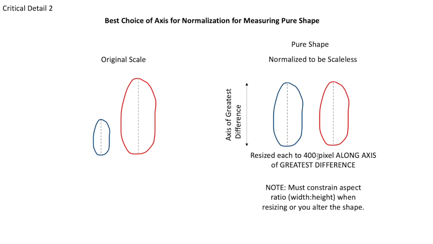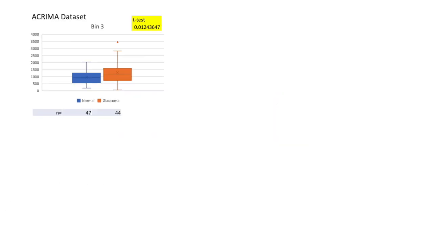In this case, it's 400 pixels long, but this is an arbitrary number. And when I resized, I made sure to constrain the aspect ratio so that I did not skew the image. And in this way, we can measure the effect of shape independently of the effect of area, which is impossible if you're measuring area, volume, and perimeter. But with ShapeGenie, it's actually very possible.